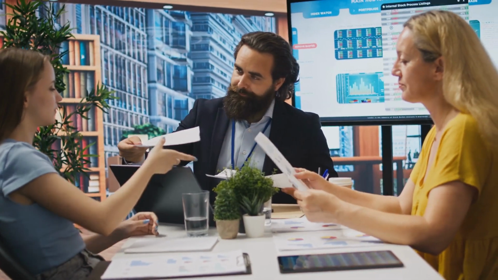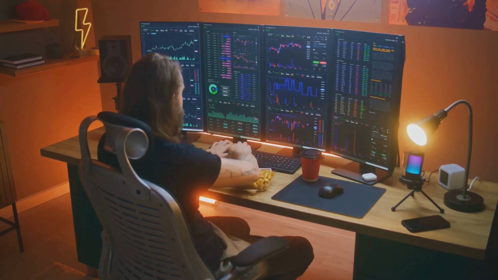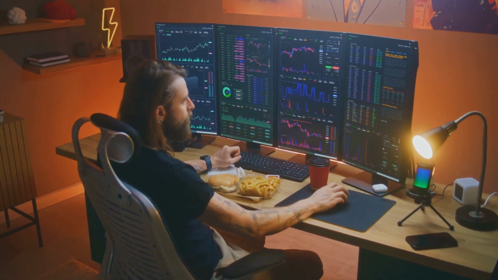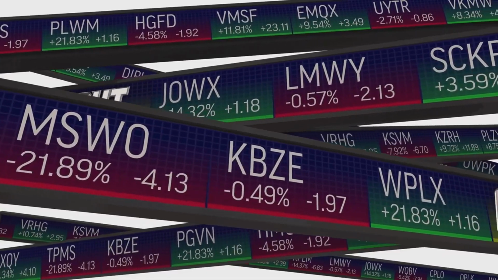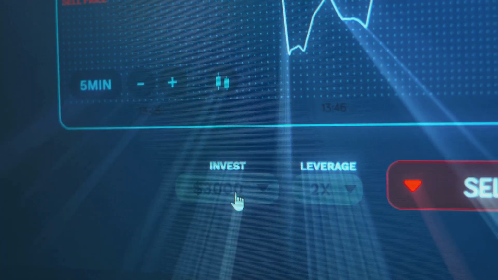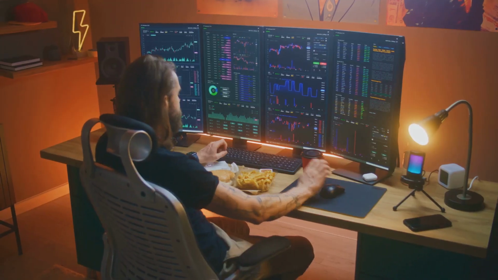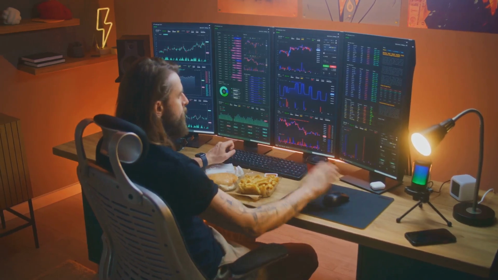Options trading is not suitable for everyone. It's crucial to assess your risk tolerance. Consider your financial goals. Only invest what you can afford to lose. Options trading involves a high degree of risk. It's not a get-rich-quick scheme. It requires patience, discipline, and a thorough understanding of the market.